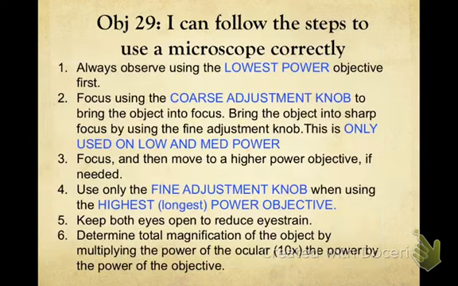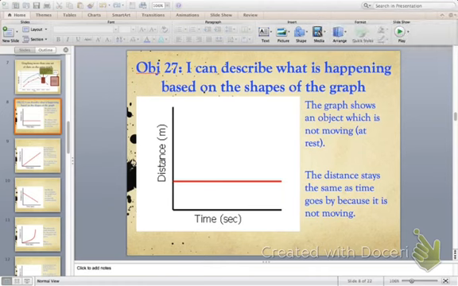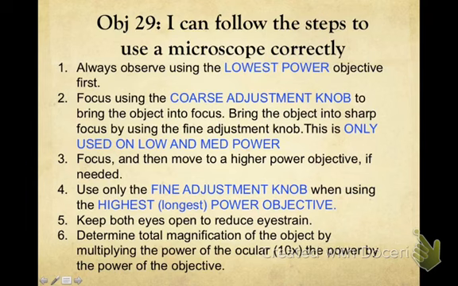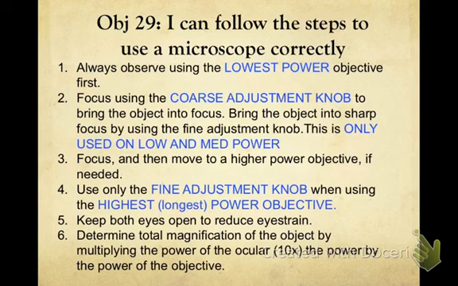Objective 29, I can follow the steps to use a microscope correctly. Step 1, we are always going to observe using the lowest power objective first. So when you get your microscope out, if it is not automatically on lowest power, you need to put it on lowest power. Then we are going to focus under low power using the coarse objective, and of course more technical difficulties. Okay, here we go. We're going to focus using the coarse adjustment knob to bring the object into focus. We're going to use it to bring it into sharp focus. So basically when we can see it really, really well.